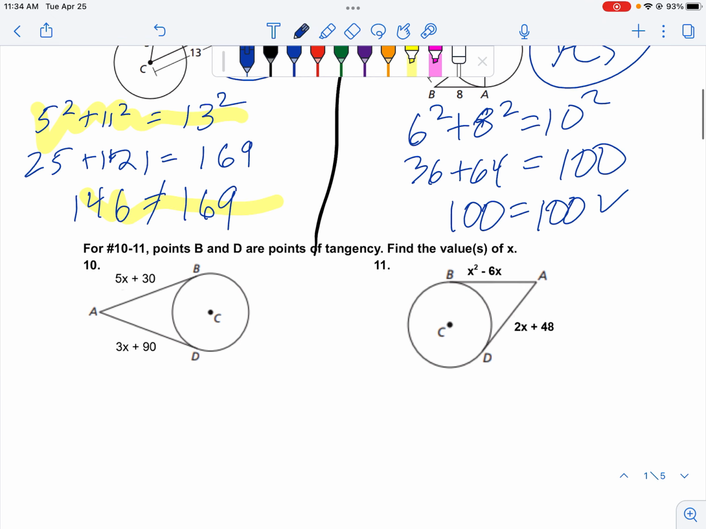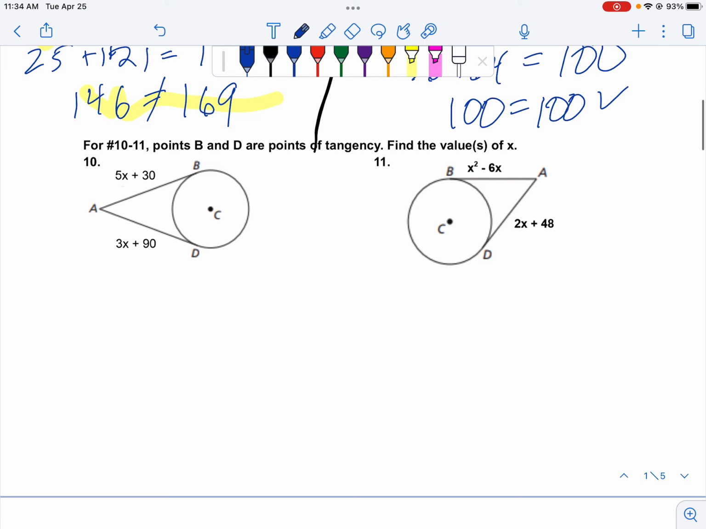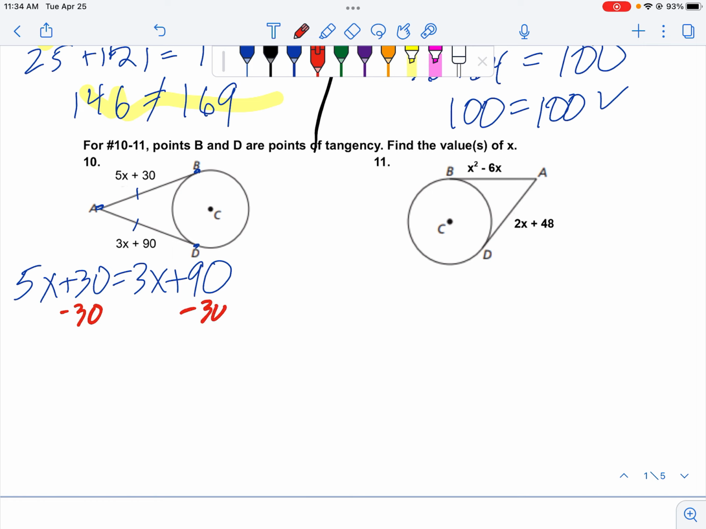All right, let's look at number 10. B and D are points of tangency. These two segments both start at point A, so that makes these two segments the same. So I would set these equal. 5x plus 30 equals 3x plus 90. Subtract 30. Subtract 3x. I get 2x equals 60. So x equals 30.